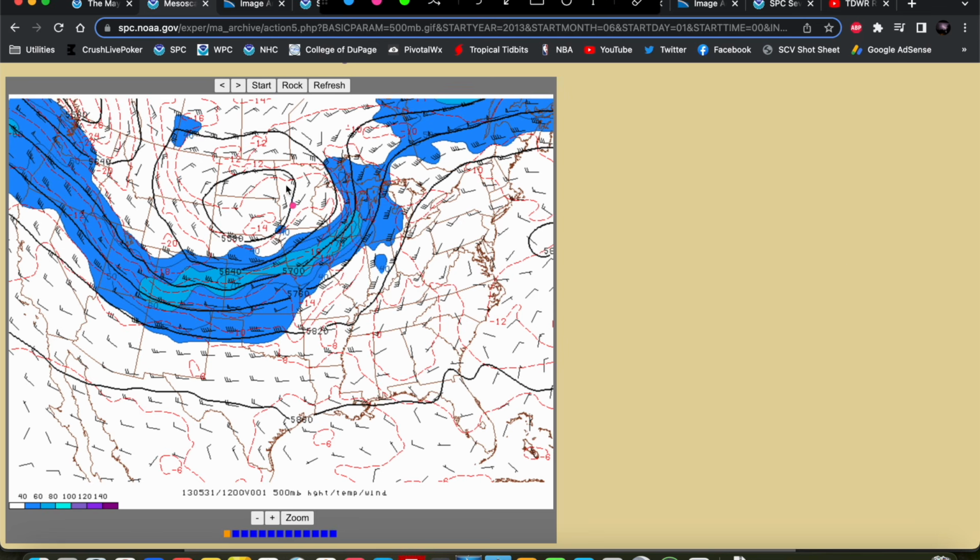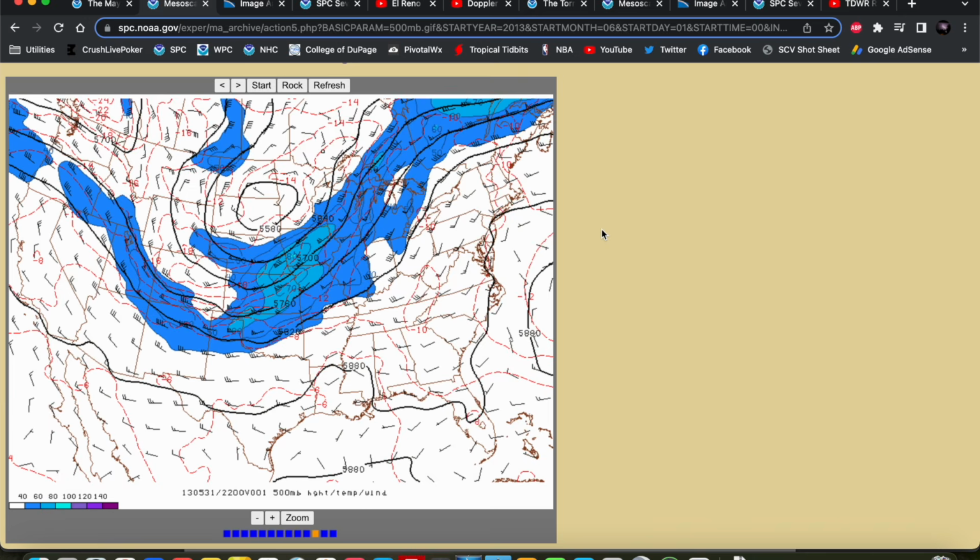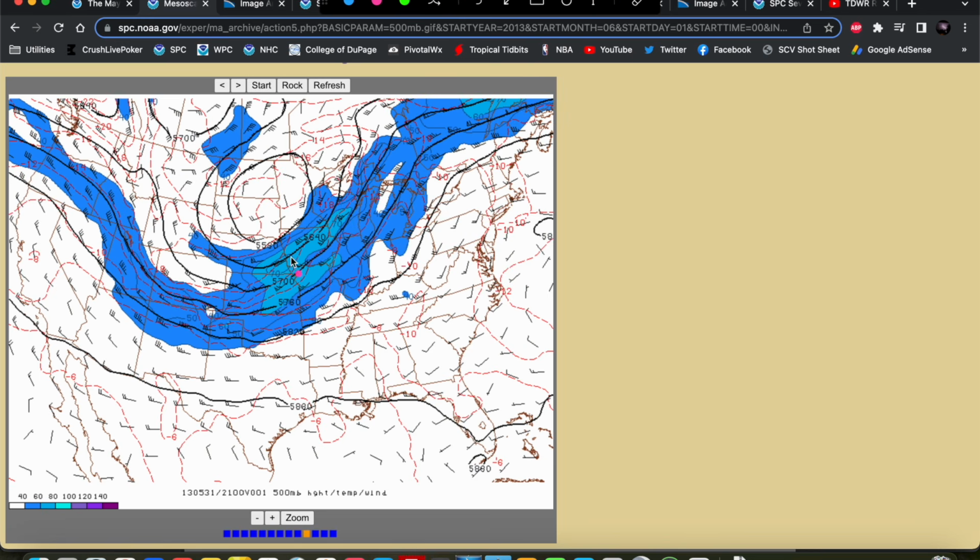Located well off to the north, centered right over the Dakotas. As we go on in time, you can see it doesn't move a whole lot. It just meanders out to the east, a belt of flow rounding the base of that trough. And we're removed from that main trough down here in Oklahoma.